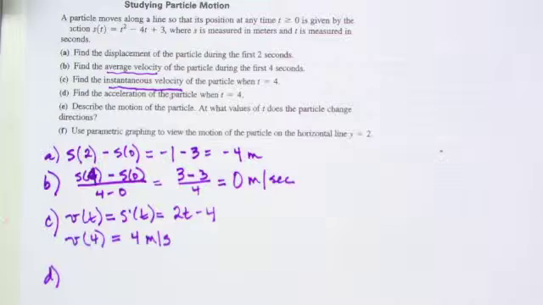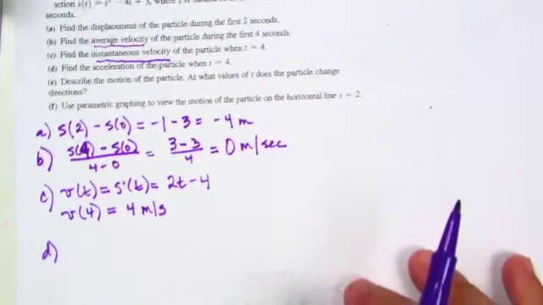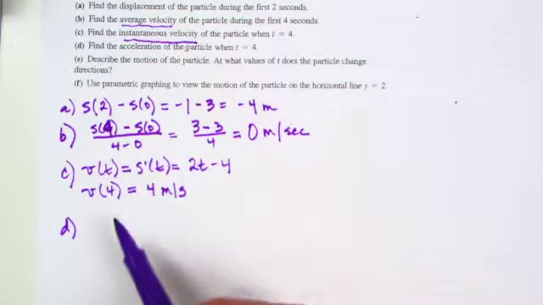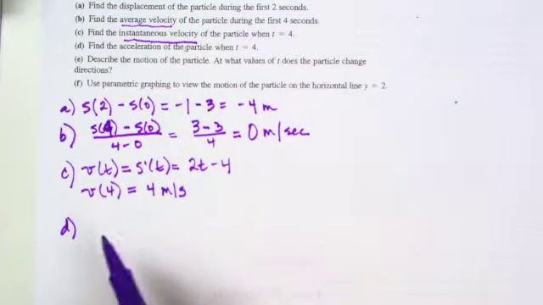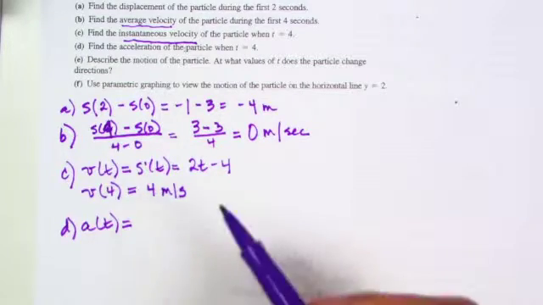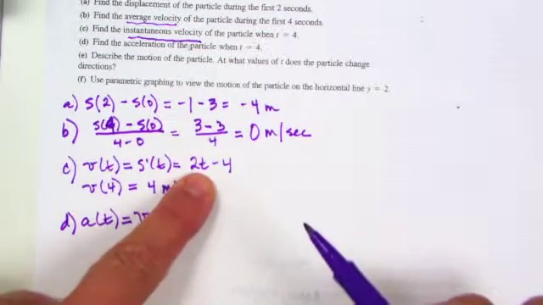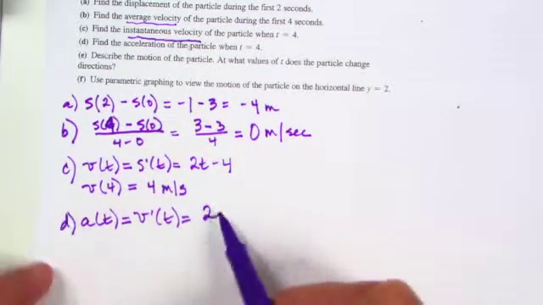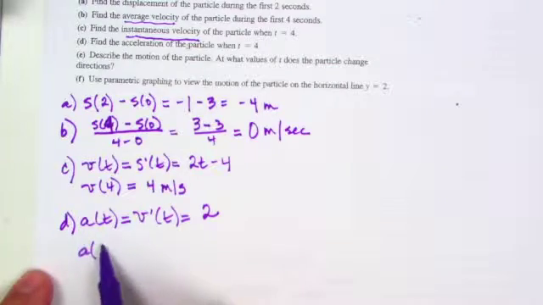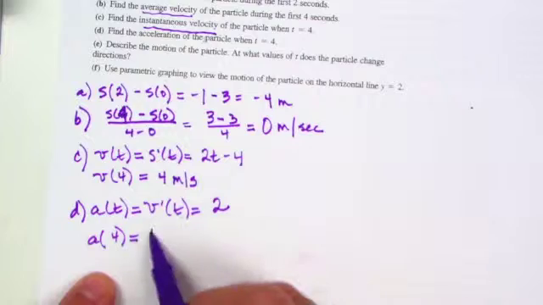Okay, I know we're going to run out of time here pretty quick. D says find the acceleration of the particle when t is equal to 4. Well, what do I need to do to get the acceleration in general terms? The derivative of the velocity, right? What is the derivative of velocity? 2. And then I need the acceleration at 4. But what I just found out is that it's constant.